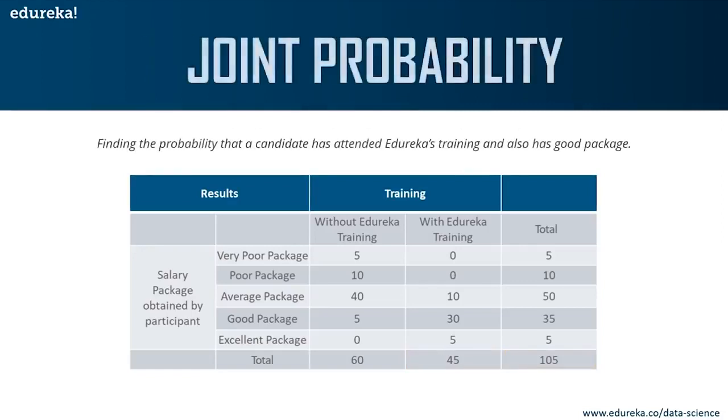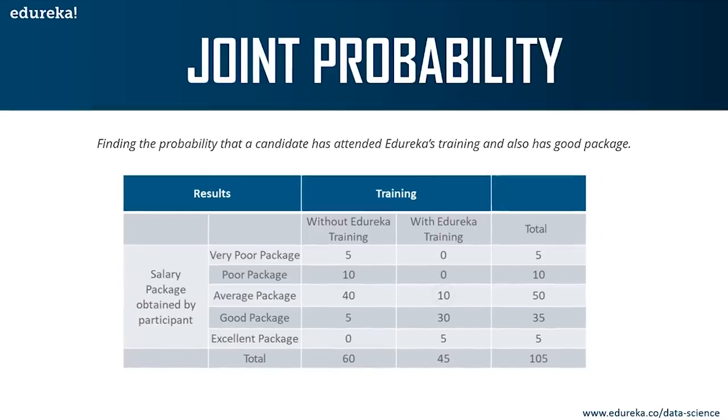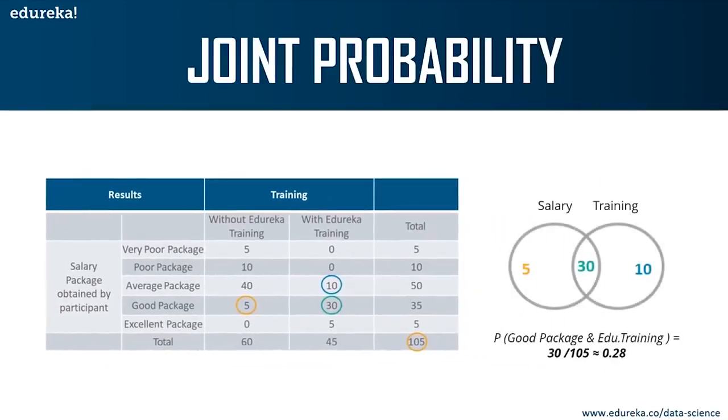Next question. Find the probability that a candidate has attended Edureka's training and also has a good package. Now this is obviously a joint probability problem, right? So how do you calculate this? Since our table is quite formatted, we can directly find that people who have gotten a good package along with Edureka training are 30, right? So out of 105 people, 30 people have Edureka training and a good package, right? They're specifically asking for people with Edureka training.